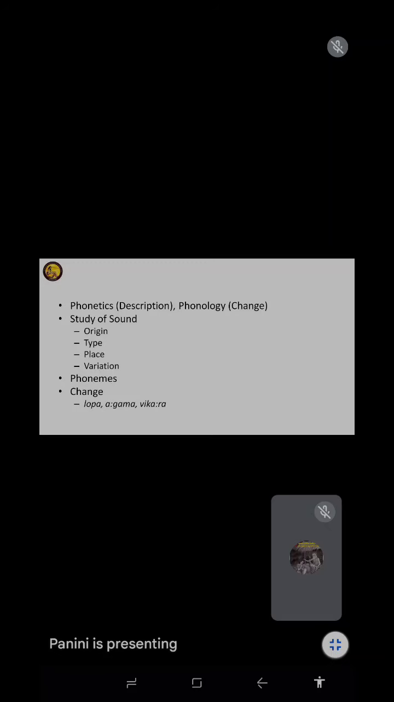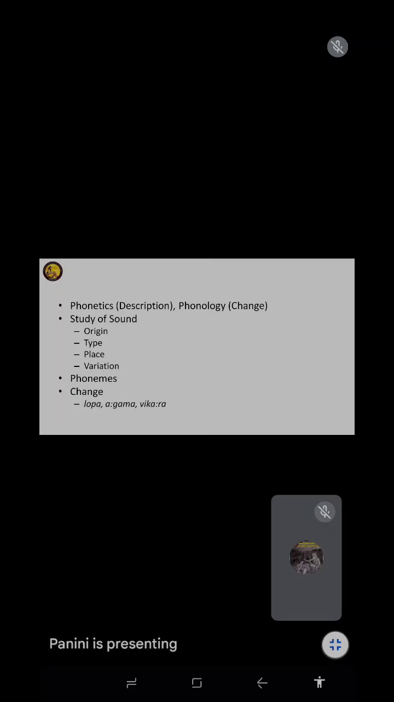Whether a sound changes in the beginning or middle, Panini had stated very clearly in his rules, and we are going to tell you. This is the importance when you say change: where the change takes place. That also we are going to analyze. Whatever phonetics and phonology talk about, we will also see how Panini made it.